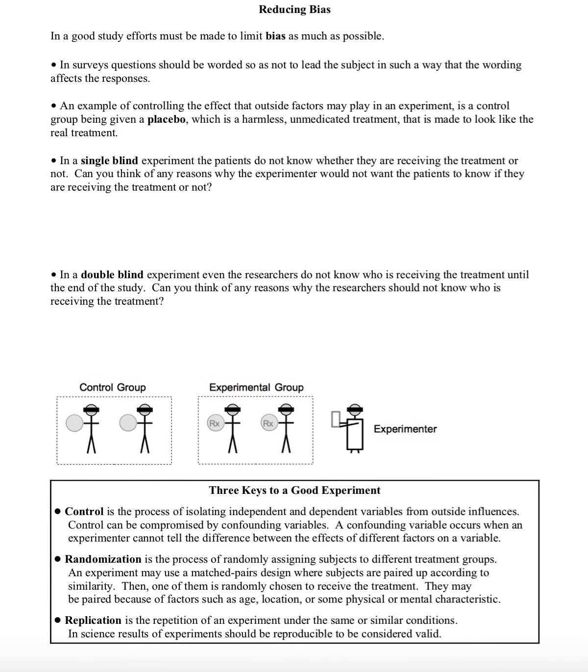In a good study, efforts must be made to limit bias as much as possible. This means that in surveys, we'd want to word questions so they don't lead the subject in a way where the wording affects the responses. An example of controlling the effect that outside factors play in an experiment would be giving a control group a placebo, which is the harmless unmedicated treatment made to look just like the real treatment.